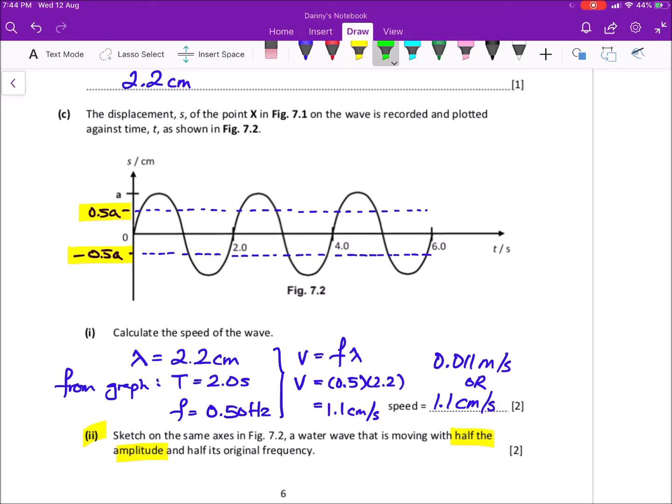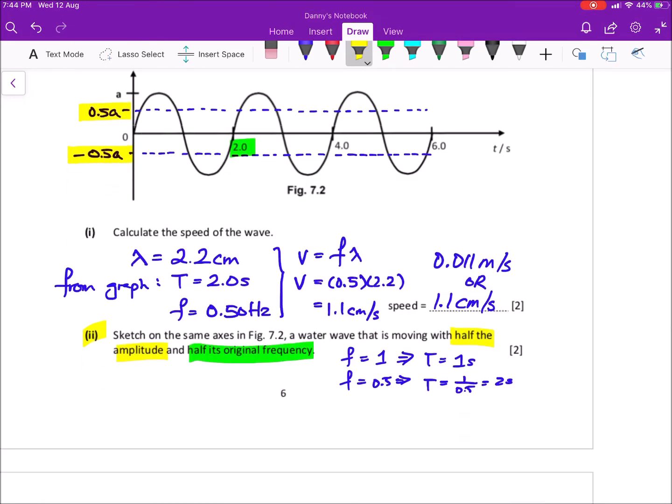Half the original frequency means what? It means initially within 2 seconds I have one wave. If I have frequency equals 1, it means that your period is 1, right? If I have half the original, 0.5, it means that T equals 1 over 0.5, which means 2 seconds. So can you see that when your frequency is halved, your period will actually get doubled. Let me give you an even more concrete example.